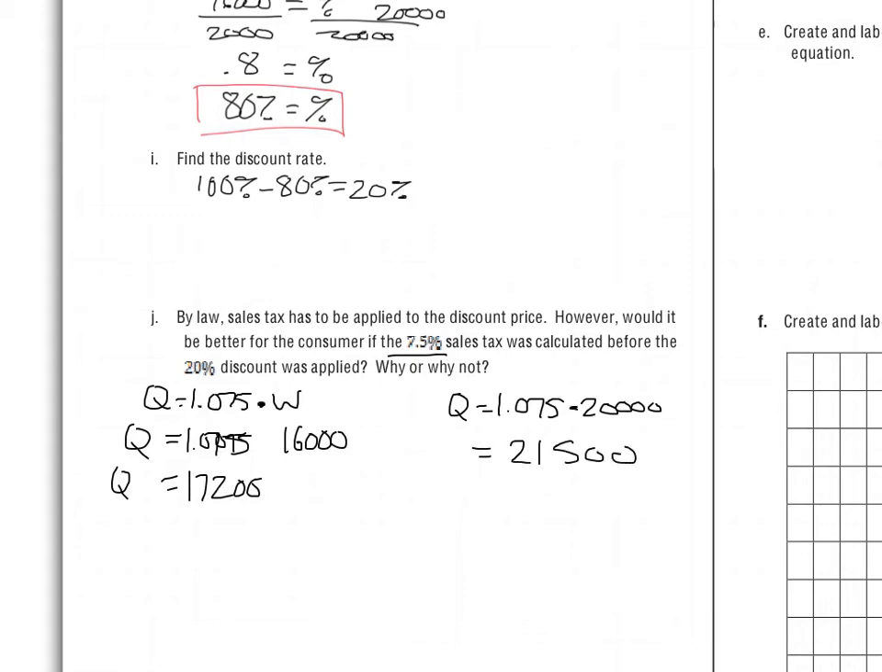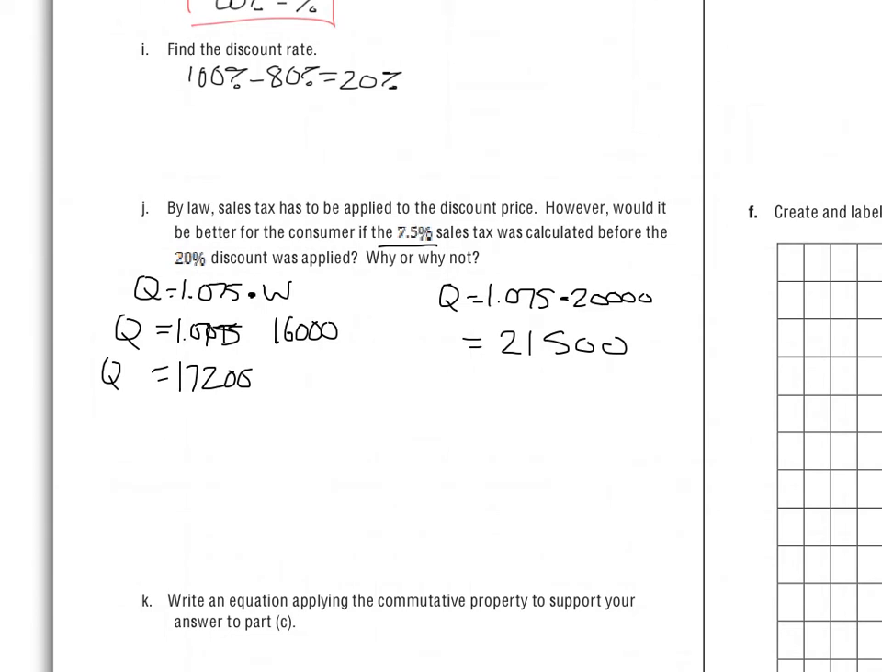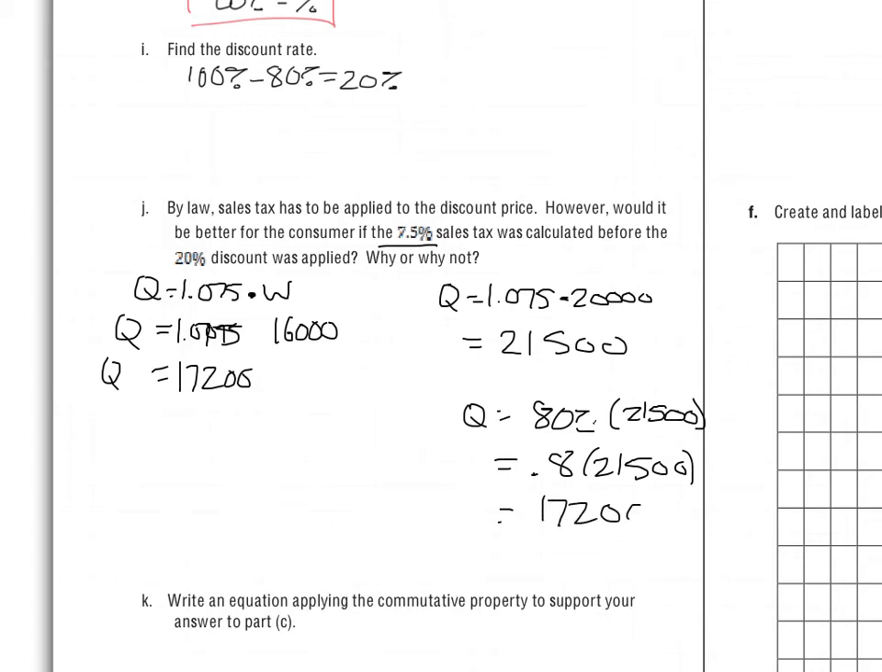So now this is the price that we would be taking the discount off of if we applied it first. Taking the discount now, we're multiplying by the percentage of 80%, which is 0.8 times 21,500 is also equal to 17,200. So we can see that it actually doesn't matter.